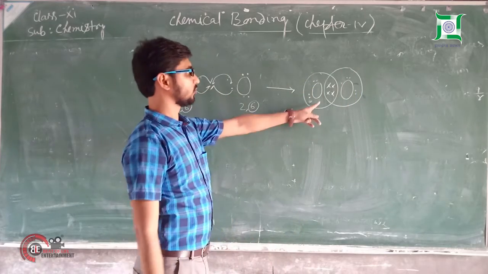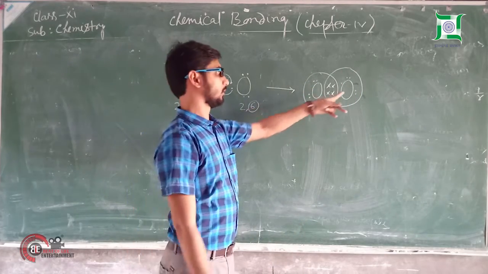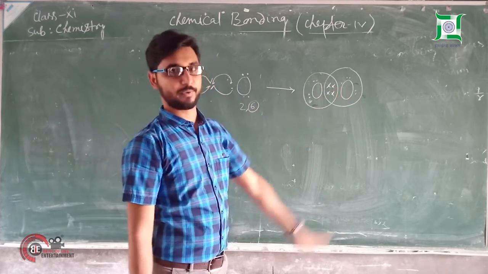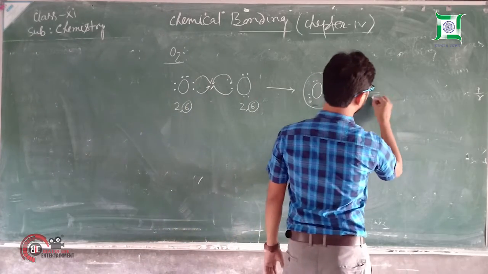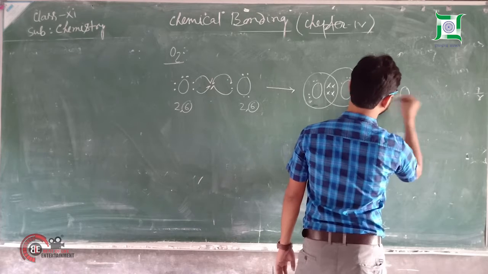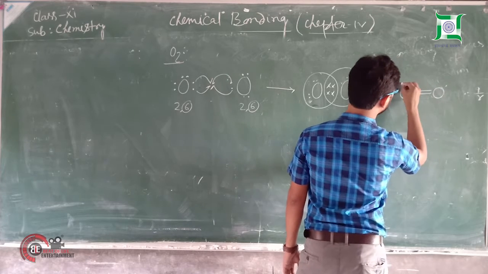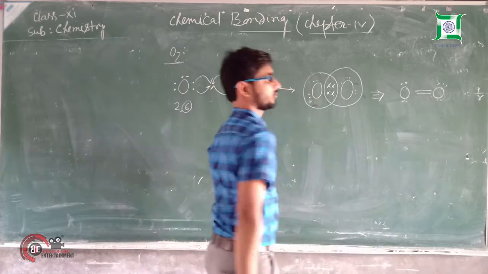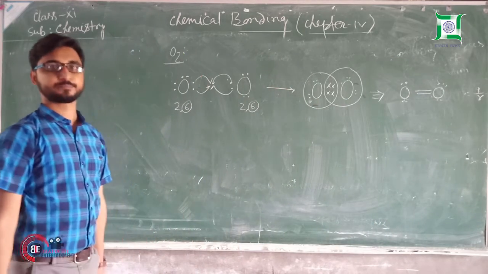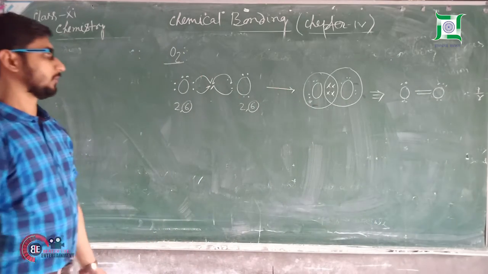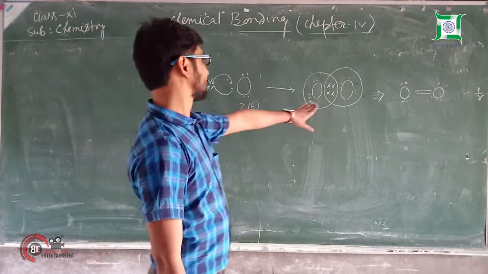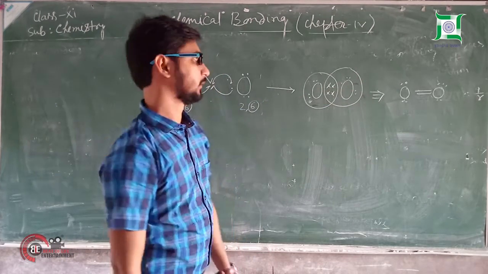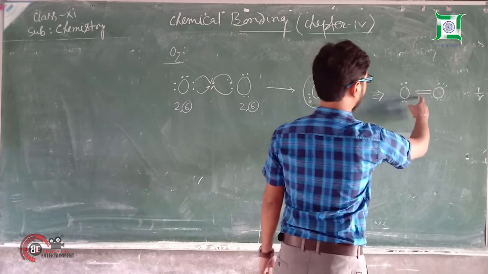Now this oxygen has 8 electrons. This oxygen will also have 8 electrons by the formation of 2 bond pairs. So that will be equivalent to O double bond O. This is the Lewis dot structure of oxygen. In that way, this oxygen molecule gains octet. There is a double bond.